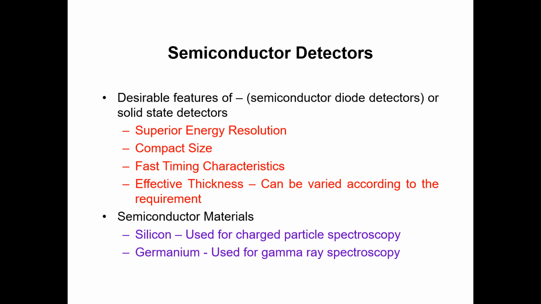So we can utilize two kinds of semiconductor materials, depending upon your application. First of all, you should think about for what particular application you are using it. If your application is to detect charged particles, to do charged particle spectroscopy, then you have to utilize silicon. But if you are interested in gamma ray spectroscopy, then you have to use germanium as the semiconductor material.